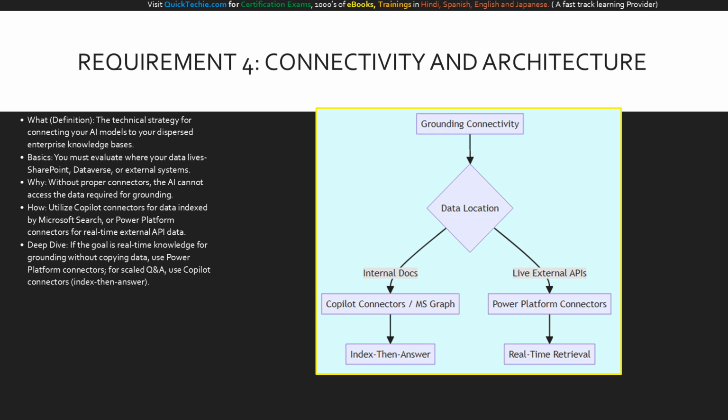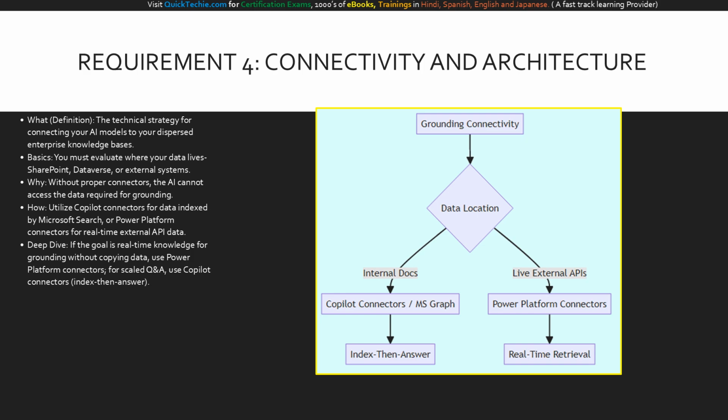Requirement 4 focuses on connectivity and architecture. You have clean data and strict security, but how do you actually wire it to the AI? You must identify exactly where your required data lives, whether it's in SharePoint, Dataverse, or external third-party systems. Your business requirement documentation must define the integration strategy.